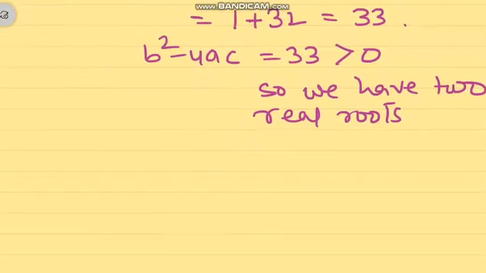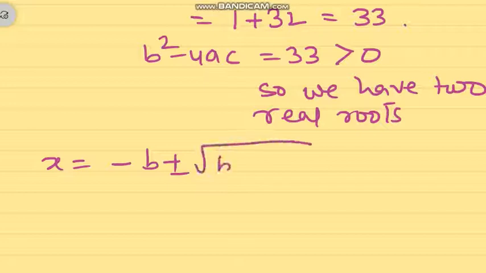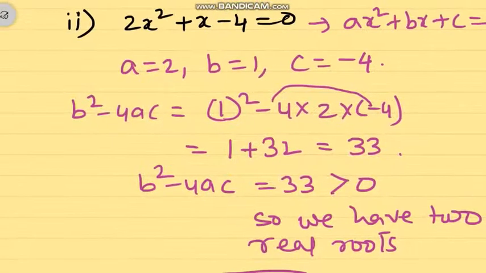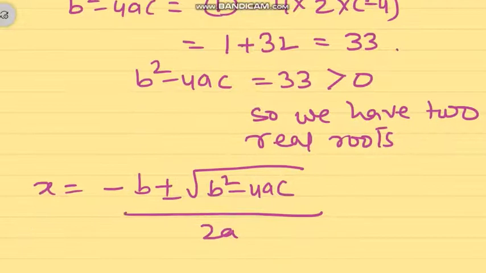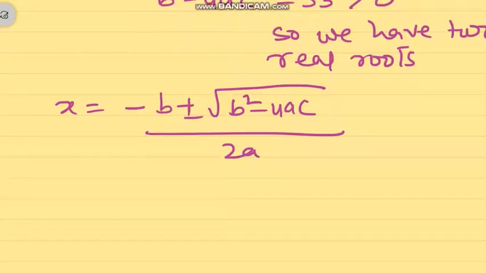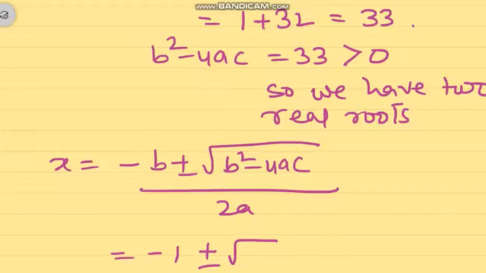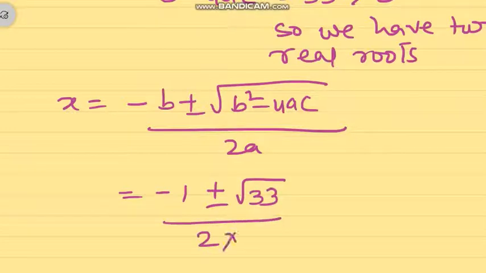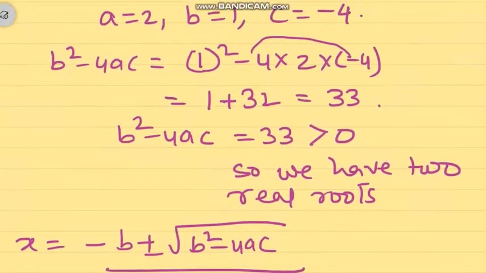So see, next x will be equal to minus b plus or minus root b square minus 4ac by 2a. Now what is your b? Do you all remember what is your b? b is equal to 1. So put the value of b. That will give you minus 1 plus or minus root b square minus 4ac, which was 33, divided by 2 into what is your a? a is equal to 2.